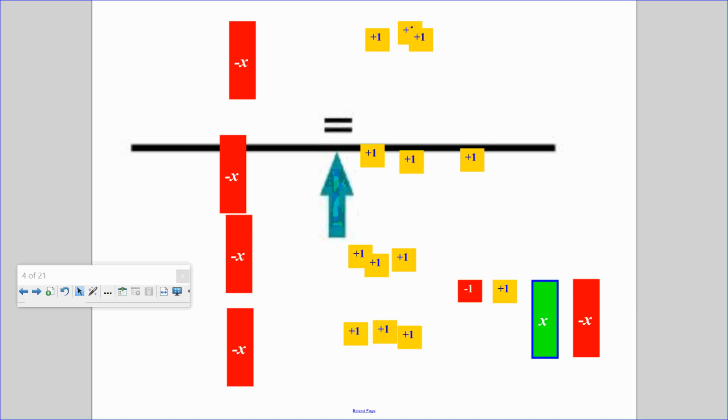So negative x is equal to +3, but we are solving for x. Remember, in the beginning, a long time ago, it's been a while, when we learned how to multiply and divide integers, this negative also means the opposite of.